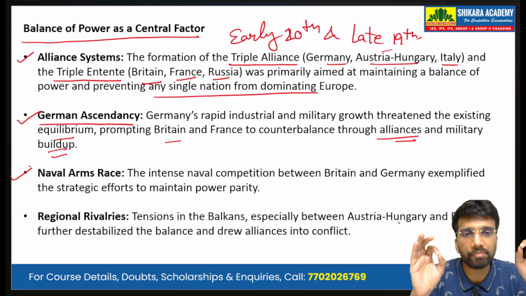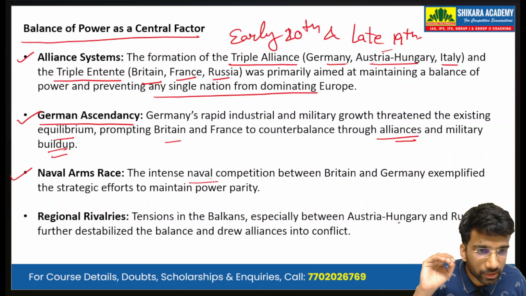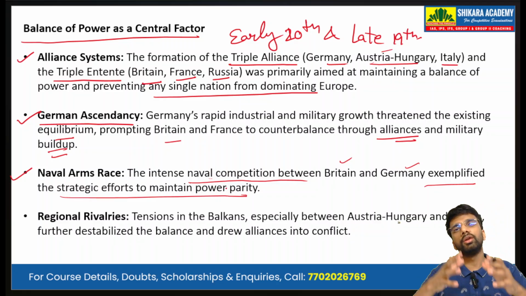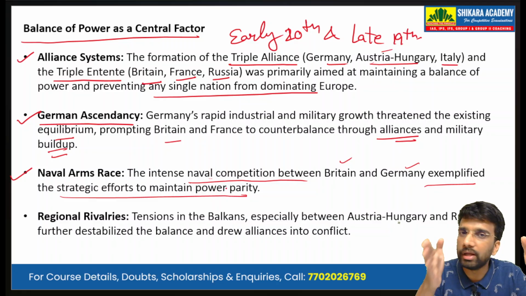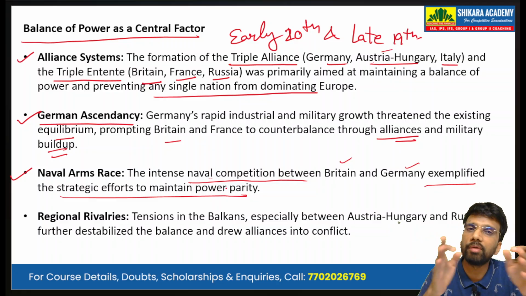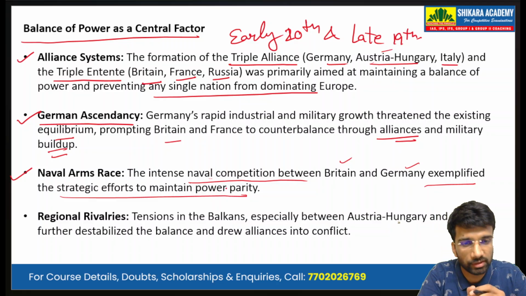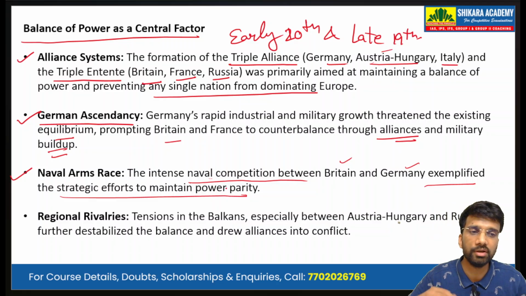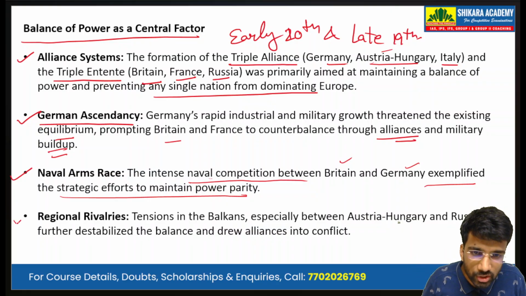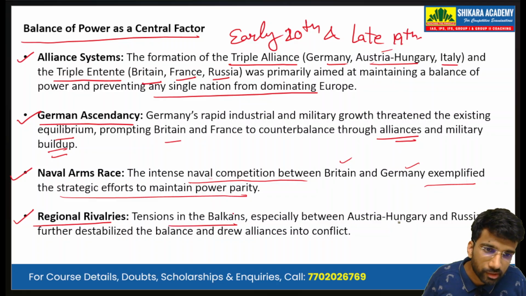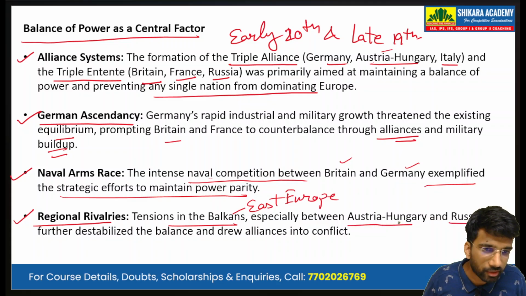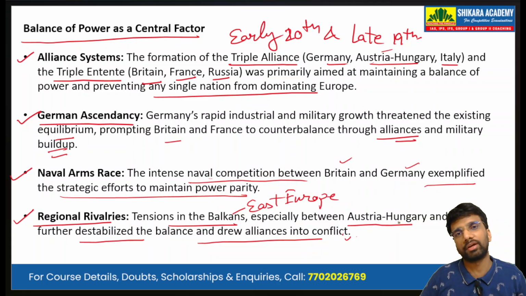Third was the naval arms race. The intense naval competition between Britain and Germany exemplified the strategic efforts to maintain power parity. In order to rule the world, you need a powerful navy. The British Navy at that point of time was the strongest navy present. But the rise in German military strength and German naval strength led to an intense competition between Britain and Germany. Regional rivalries. Tensions in the Balkans, that is East Europe, especially between Austria-Hungary and Russia, further destabilized the balance and drew alliances into a conflict.